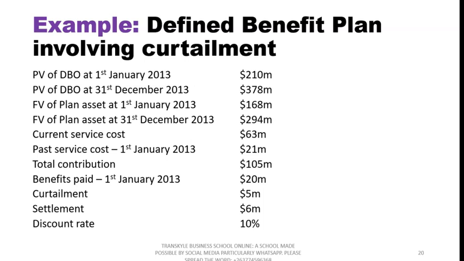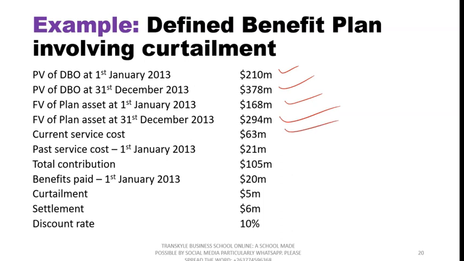We have the information as usual. We've got the PV of the defined benefit obligation at the 1st of January of 2010. We also have the PV of defined benefit obligation at the end of the year of 378, and then the fair value of plan assets at 1st January of 2013 of 168, and the PV of plan assets at 31st December of that year. Then we have current service cost of 63 million.